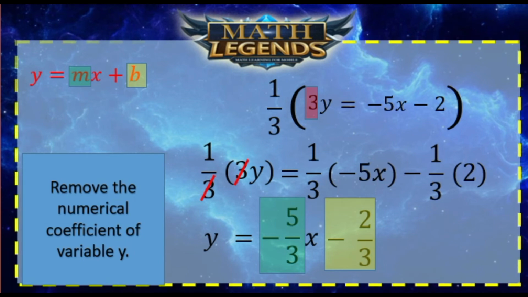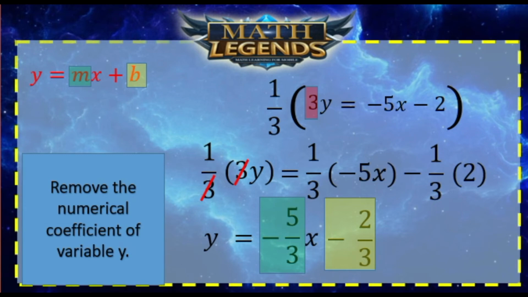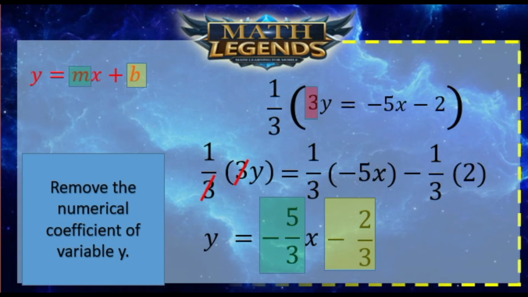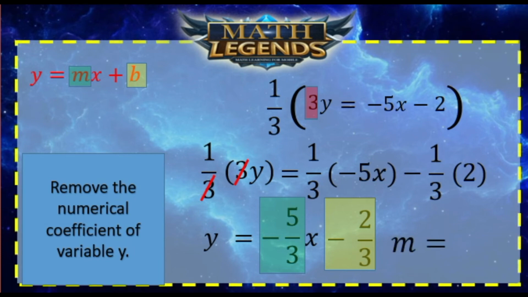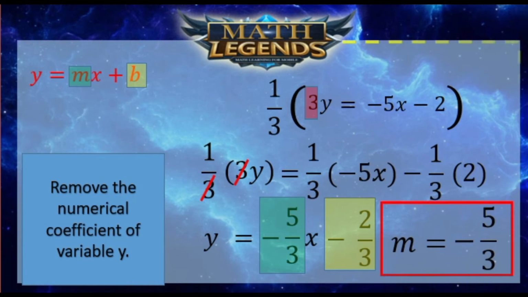Given that, here we're just going to find the m, which is the slope, which is equivalent to negative 5 over 3. So the slope of the given linear equation is negative 5 over 3.